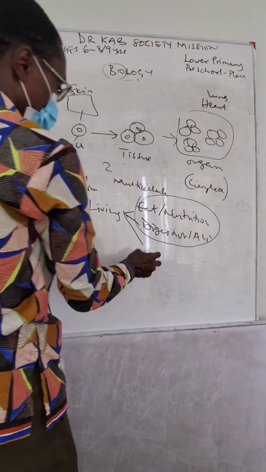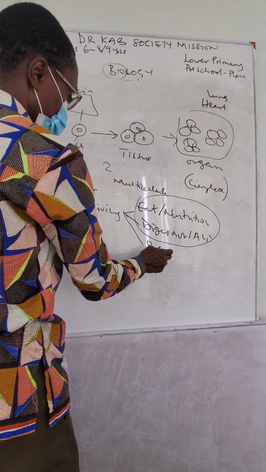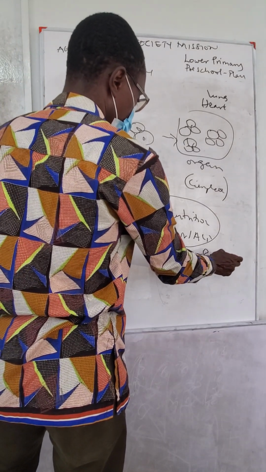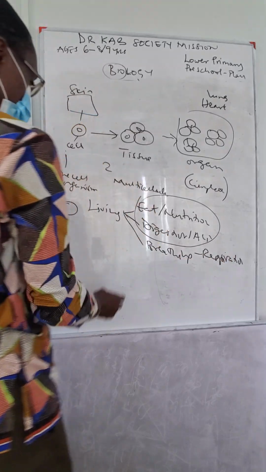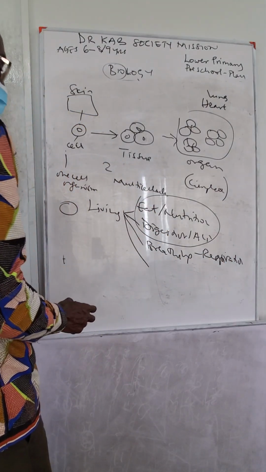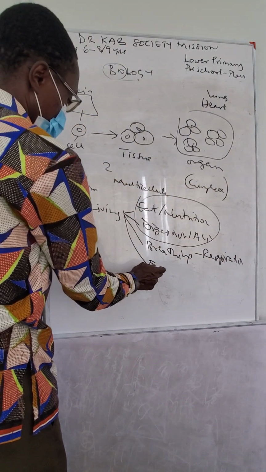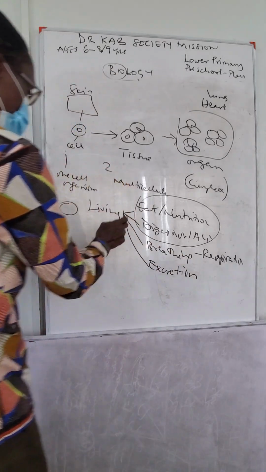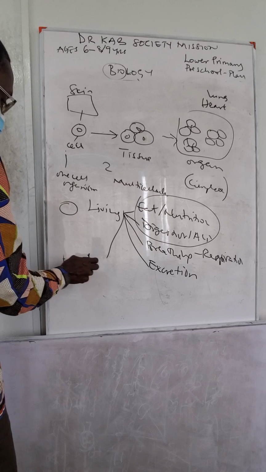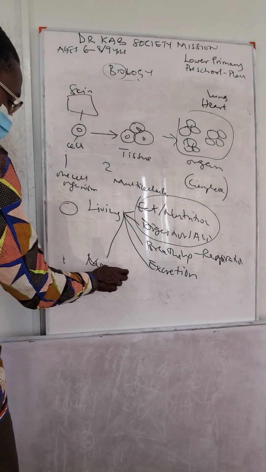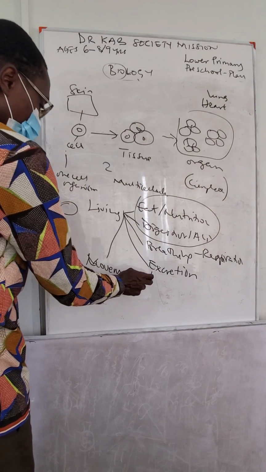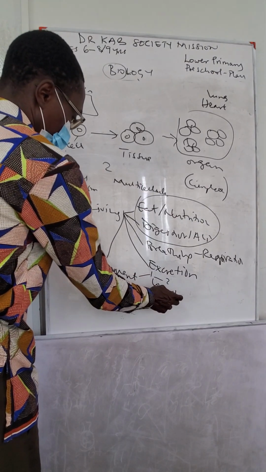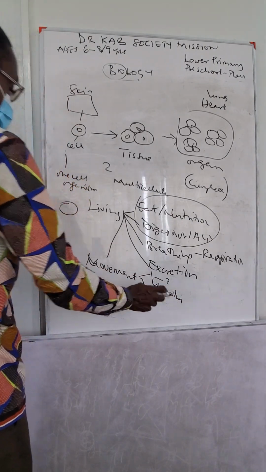Now we also breathe. We should be breathing, and that comes under respiration. The bad products in us, we must get rid of them. That is excretion. We should be able to move. Movement: either we move from one place to another, that is locomotion, or part of our body moves, that's movement.